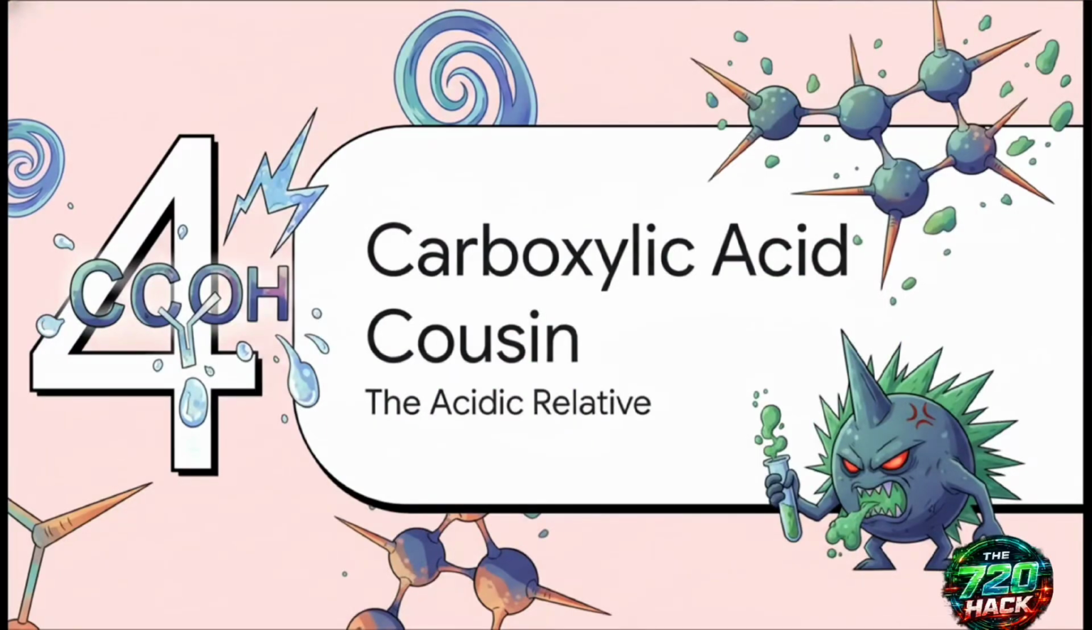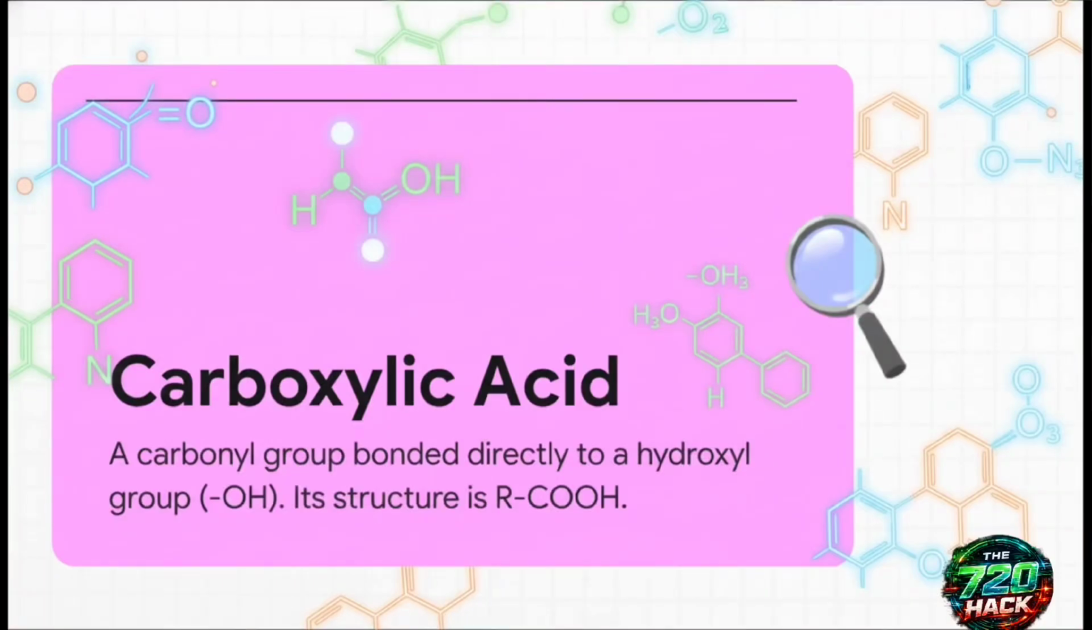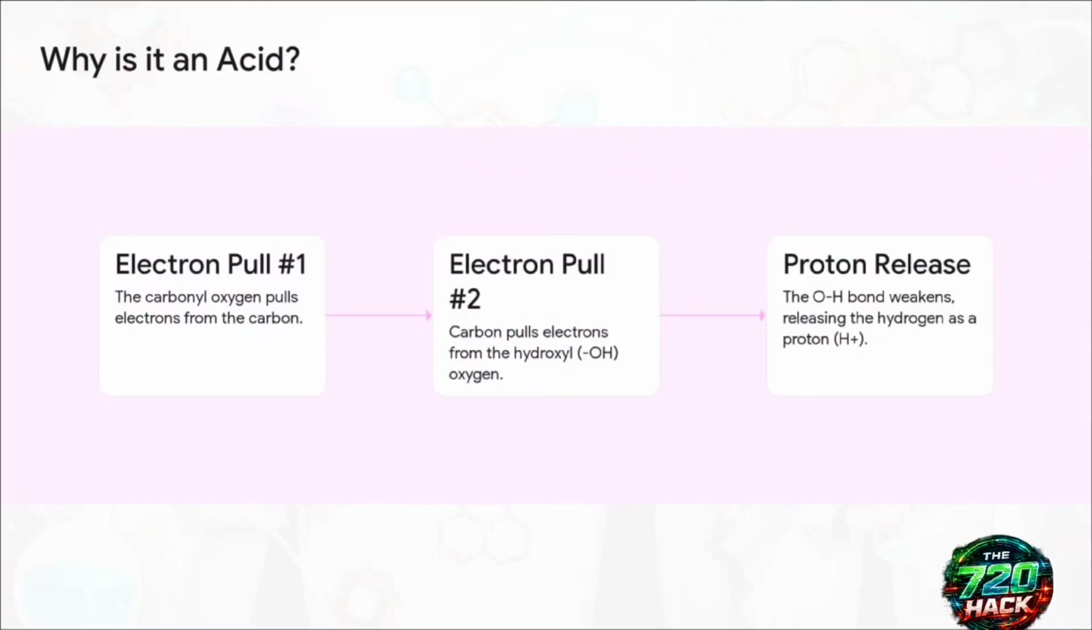Now that we know the two main siblings, let's meet a really important cousin, the carboxylic acid. And as the name implies, this one, well, it has a bit of a sharp, acidic personality. So how do you build this cousin? You take our ancestral carbonyl group, and instead of attaching just a hydrogen or another carbon, you attach a hydroxyl group. That's an OH. That combination of a carbonyl and a hydroxyl on the very same carbon is what creates a carboxylic acid.